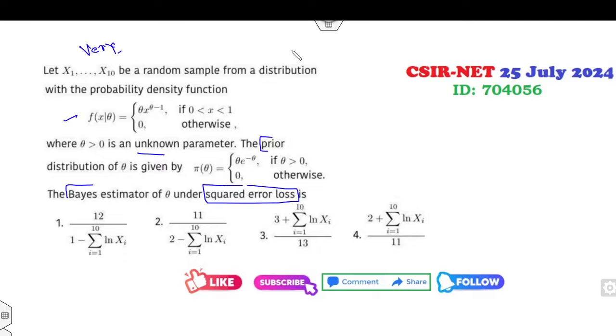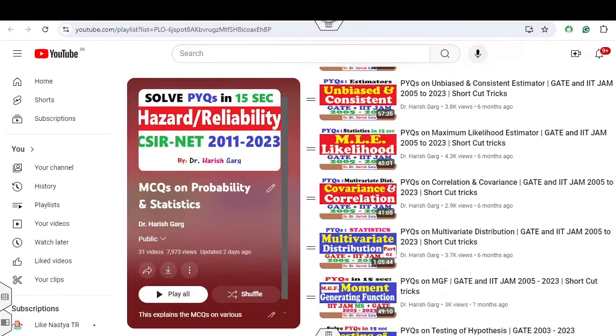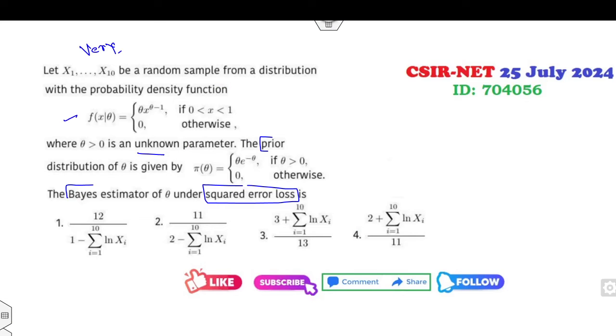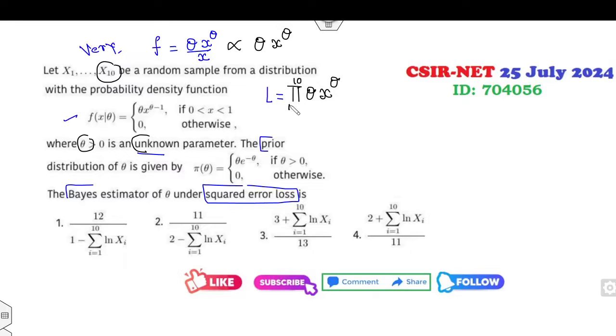Very easy question. If you already watched my lecture on the Bayes estimator, you can get your answer in a couple of seconds. How? You can define the likelihood function. Firstly, take f(x|theta) = theta x raised to power theta. Choose only those terms which involve the unknown parameter, that's theta. So I can take this as theta into x raised to power theta. So how can you define the likelihood? It's the product of theta into x raised to power theta, and the product varies from 1 to 10.